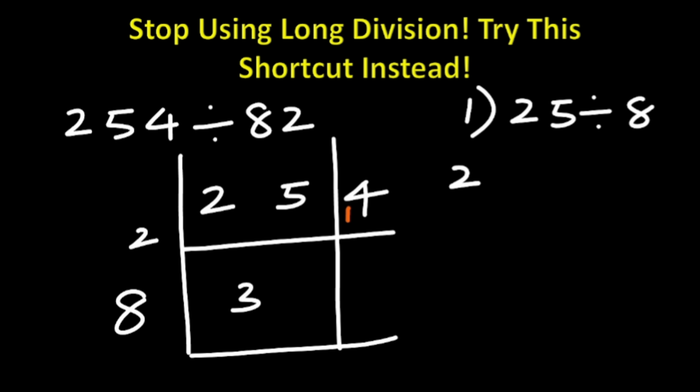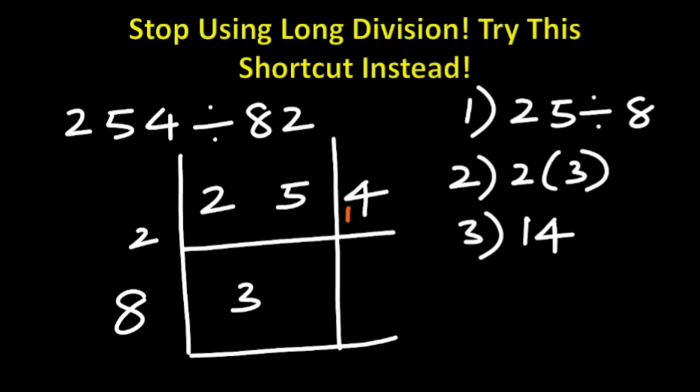And step 2 is you take the smaller digit, which is 2, and then you multiply that with the 3. So 2 times 3, that is 6. Now 6 is subtracted from 14, so 14 minus 6, that gives you 8. Now what is the remainder here? So the remainder is 8. And what is the quotient? Quotient is 3. So when we divide 254 by 82, the quotient is 3 and the remainder is 8.